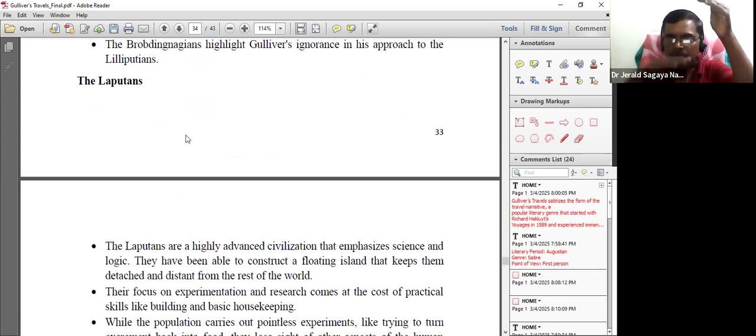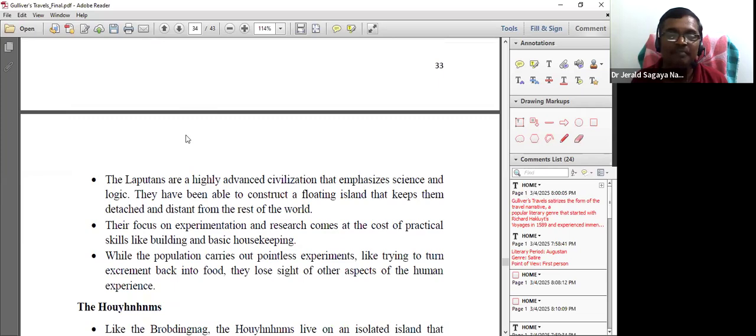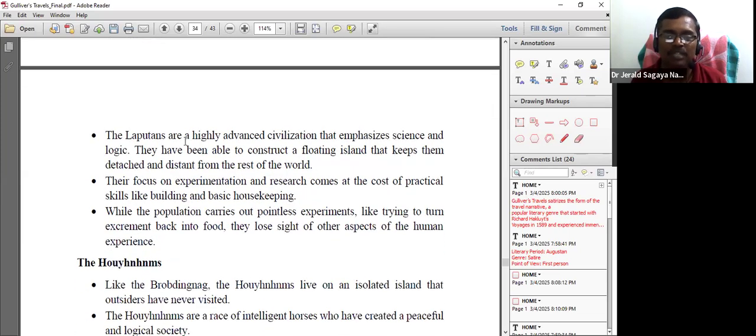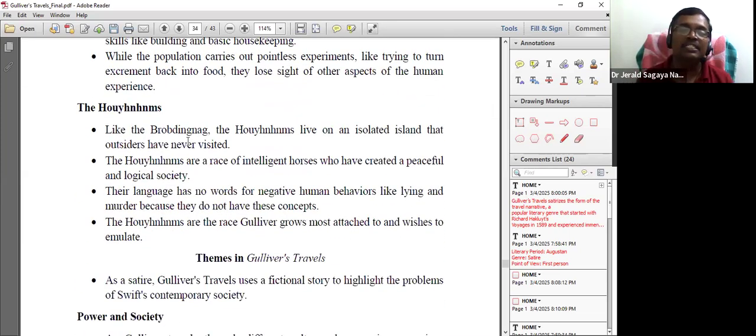The floating island and the island on the ground: the floating island is the ideology. What do those ideologists do? They try to control the so-called real land. He has written beautifully about how ideologists control ordinary people in that journey to Laputa. Then the last journey is the journey to Hornums. Hornum is the land of thinking horses, a race of intelligent horses.